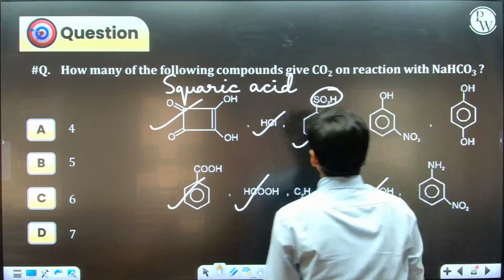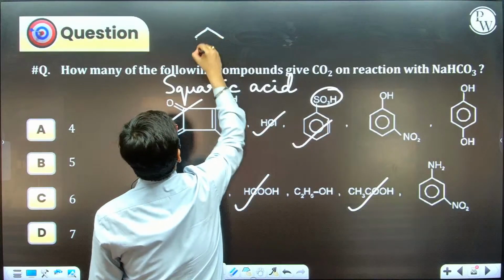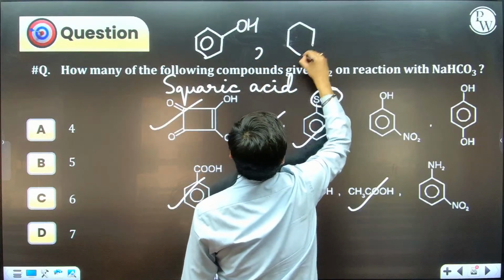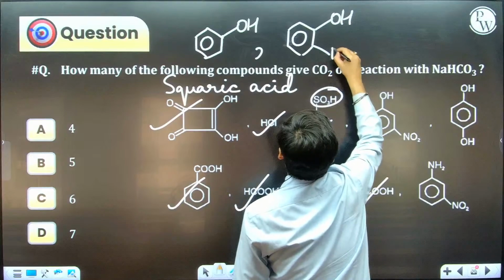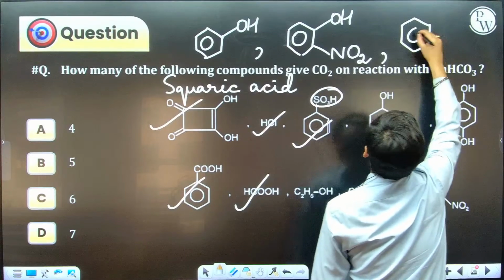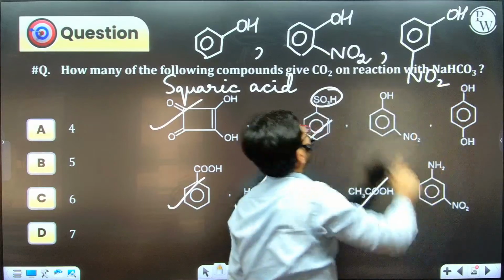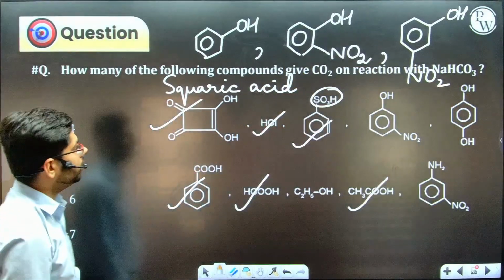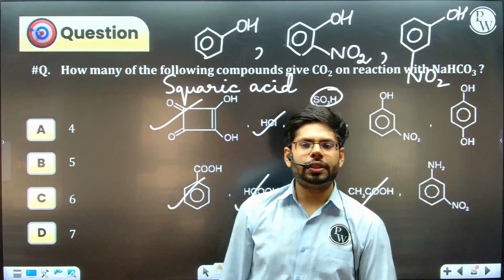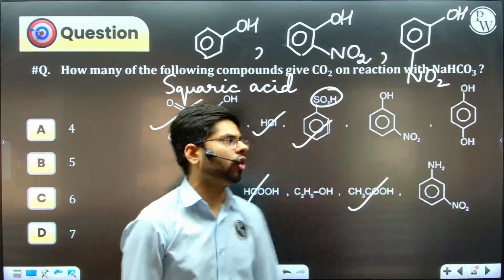Now, coming to derivatives of phenol. Here you have phenolic group, here also you have phenolic group. Remember, phenol, then orthonitrophenol, metanitrophenol. These do not react with NaHCO3, so they will not produce CO2 gas. Whereas paranitrophenol reacts with NaHCO3 to form CO2 gas. Picric acid is highly acidic, so it reacts with NaHCO3 to form CO2 gas.